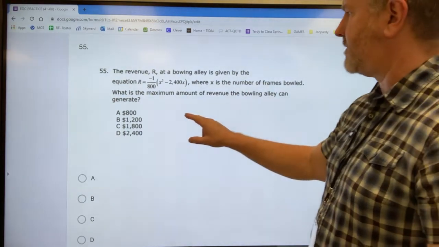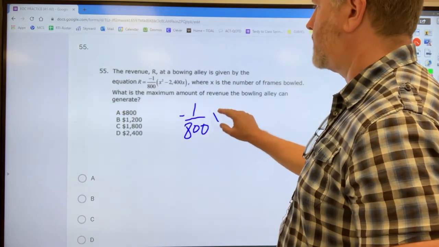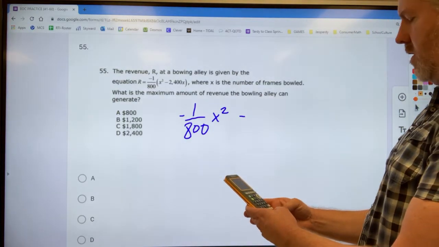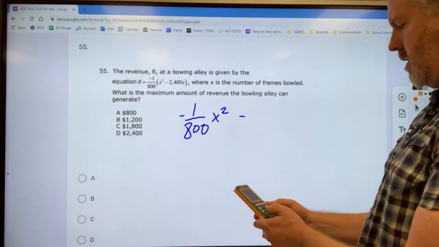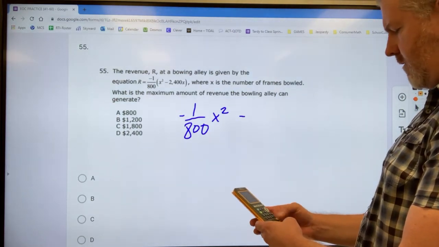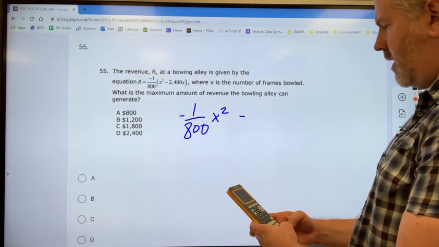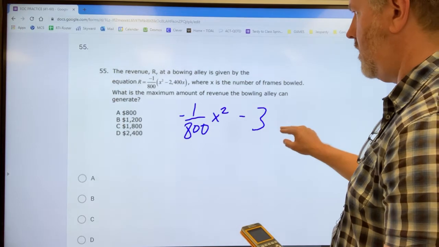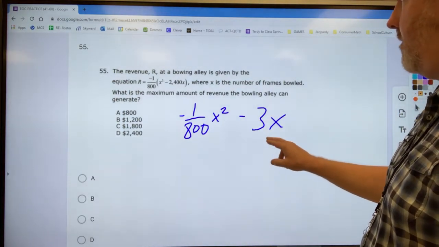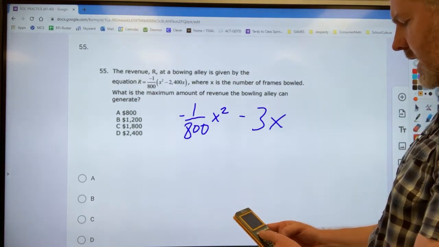So X is the number of frames bowled. So I'm just going to work with this manually for just a second. X squared minus, and we're going to multiply negative 1/800 times negative 2400. That's just 3. Okay, so my maximum amount of revenue the bowling alley can generate. Let me try this. I'll try to plug that in.